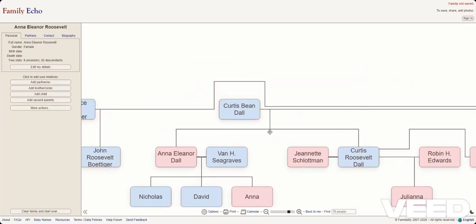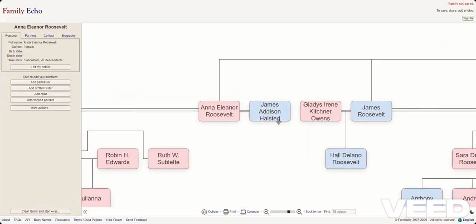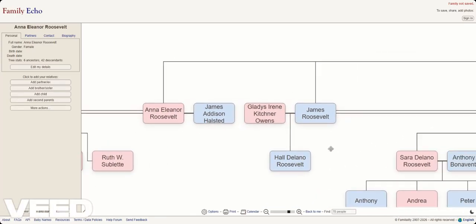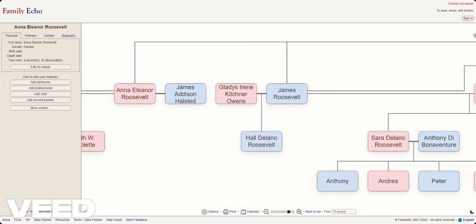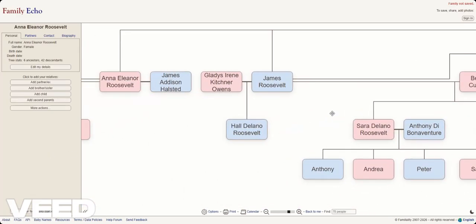Later, Anna and Clarence divorced, and she married James Addison Halstead. They did not have children together because Anna was too old to give birth. She was like in her 50s. And so the second child of Eleanor and Franklin Roosevelt was James Roosevelt, actually known as Jimmy Roosevelt. He was married three times. Maybe he was married more times, but during his mother's lifetime, he was married three times.